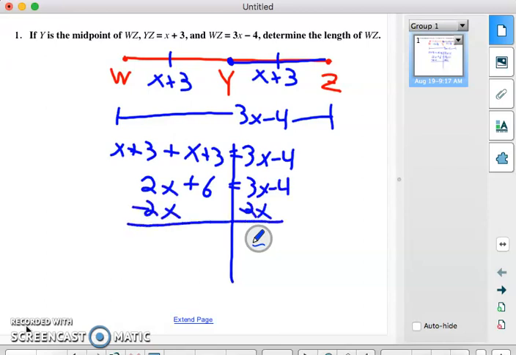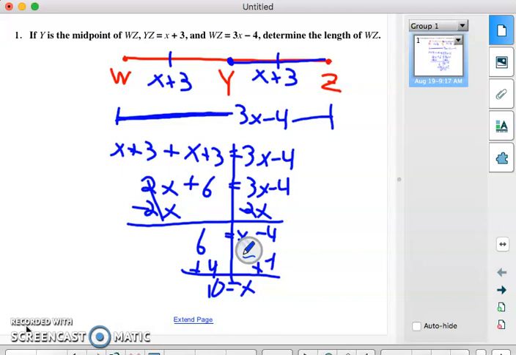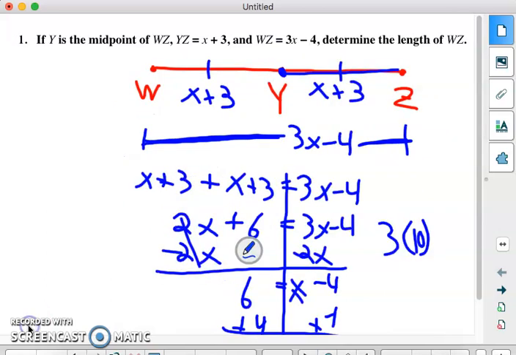3x minus 2x leaves us with x, minus 4, and then we just add 4. So x equals 10. All right, and we wanted to find the length of WZ. Well, WZ was the expression for the whole thing, so we need to plug back into the expression 3x minus 4. So 3 times 10 minus 4 is 30 minus 4, which is 26. So the answer to that one is 26.